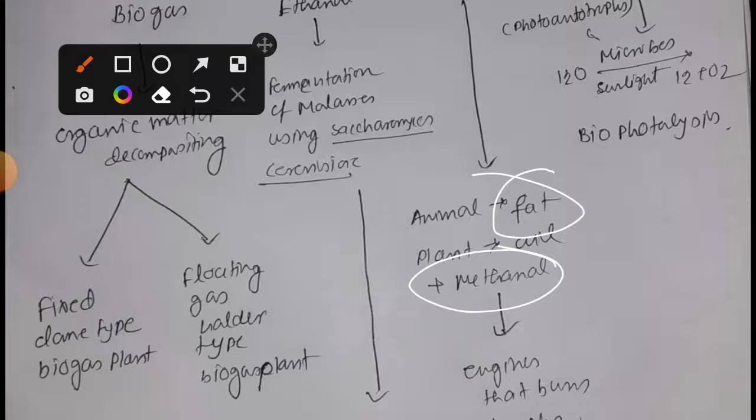This methanol will derive the fatty acid from the fat, because remember, fat is nothing but a composition of glycerol and fatty acid, okay. So this fatty acid is in turn nothing but a hydrocarbon chain, okay. So this fatty acid can be used as a diesel.